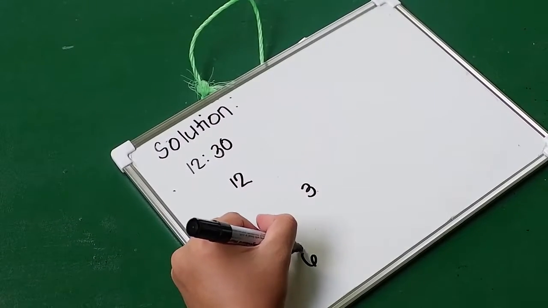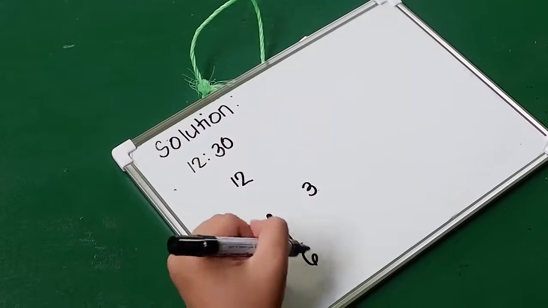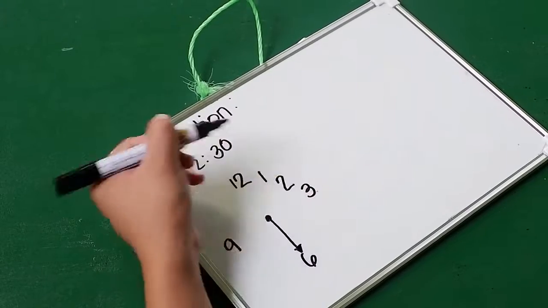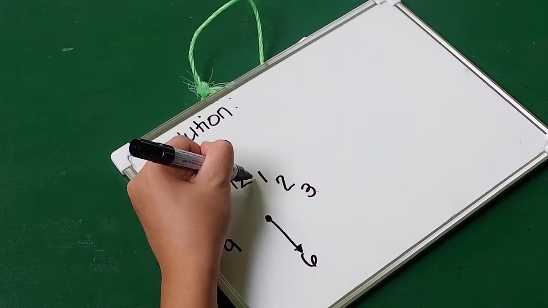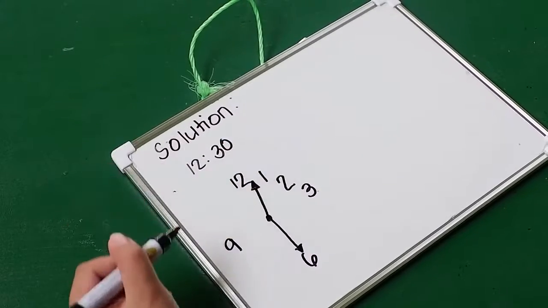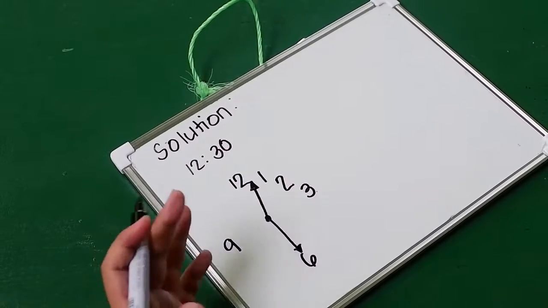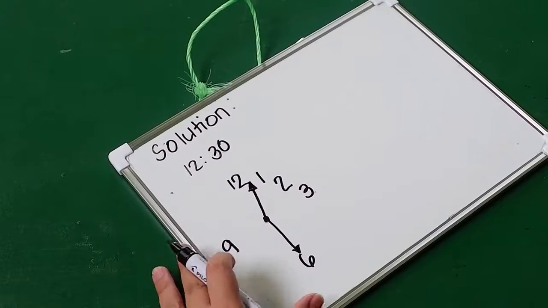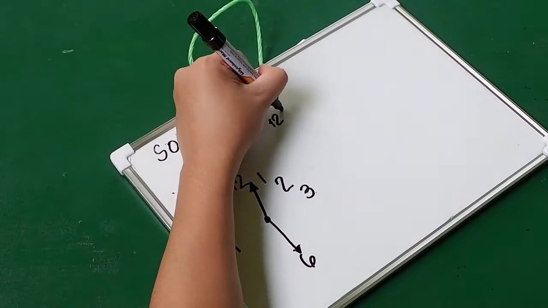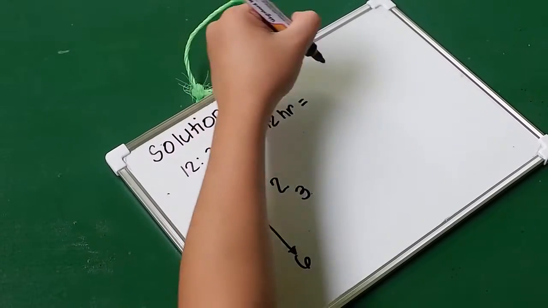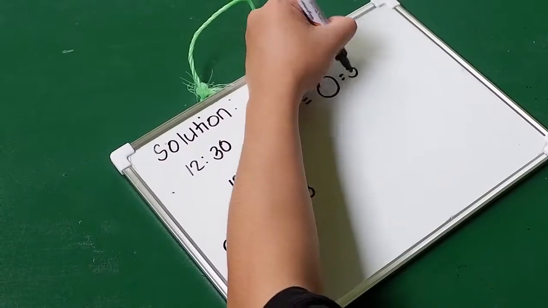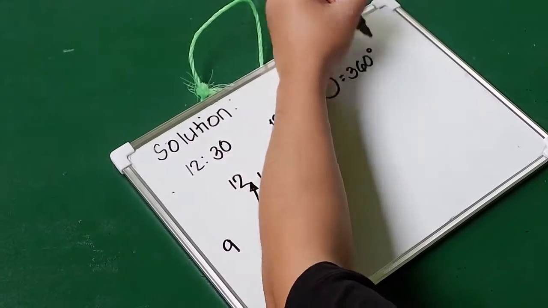The minute hand is at number 6, which is 30 minutes, and the hour hand is between 12 and 1. So it's in the middle of 12 and 1 since it's 30. After drawing it, we can come up with the idea that 12 hours is one complete revolution of a circle, and one complete revolution of a circle is 360 degrees.